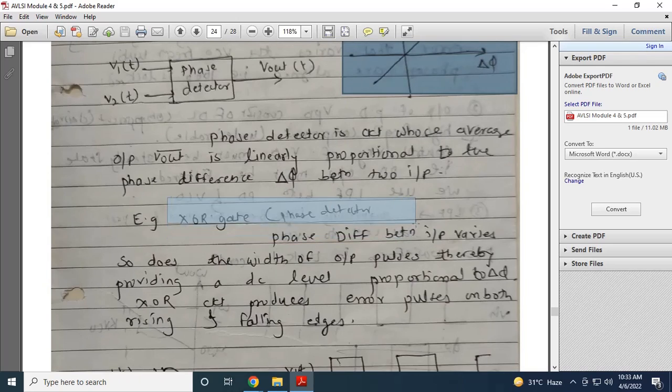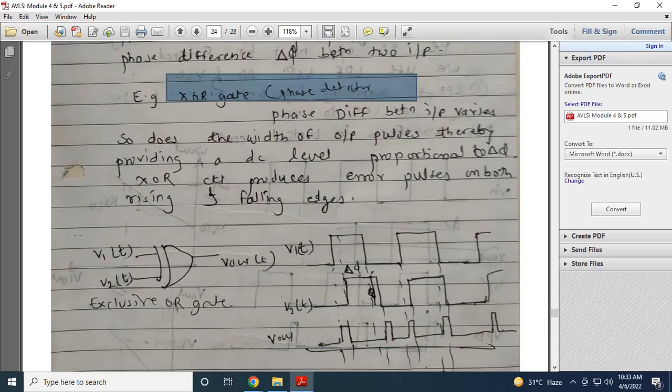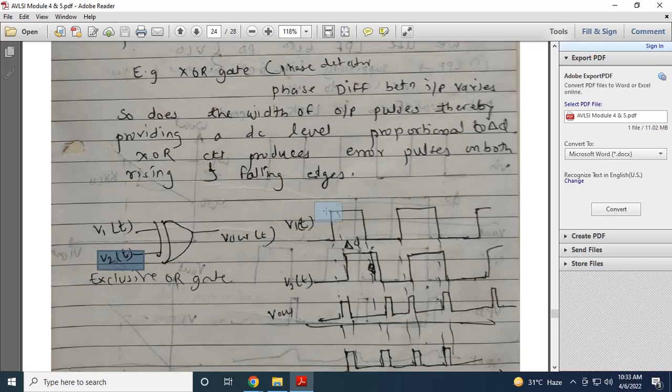XOR gate is an example of a phase detector. Now see this XOR gate, we are applying signals V1, V2. These are the two signals applied here. So see, this is the V1 signal and the second one is the V2 signal. There is a phase difference here between V1 and V2, and that is detected by this XOR gate. So the output is the phase difference of V1 and V2.